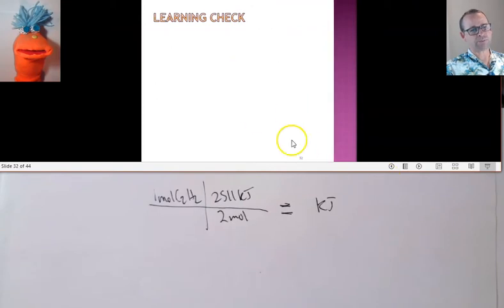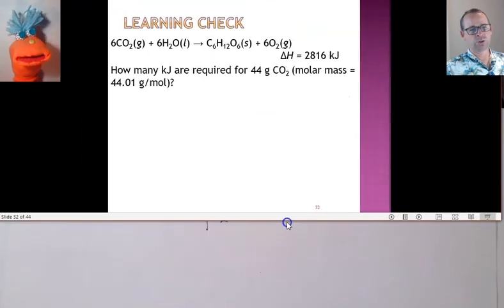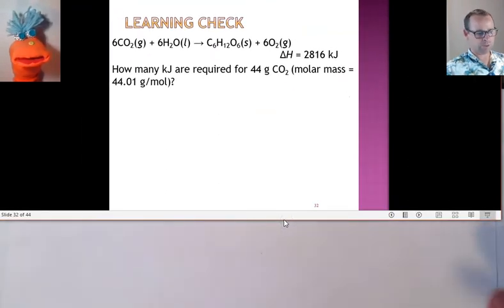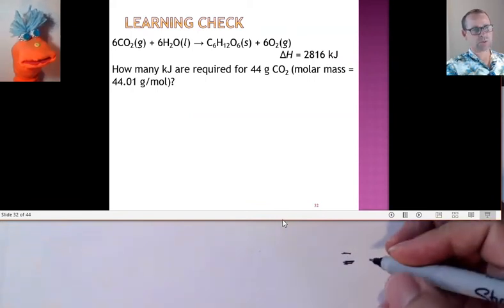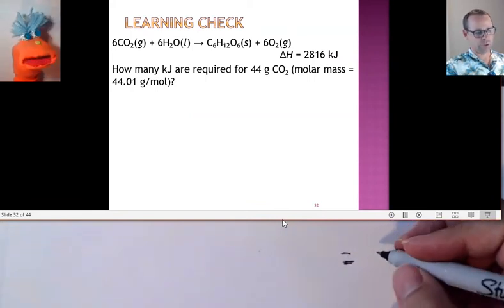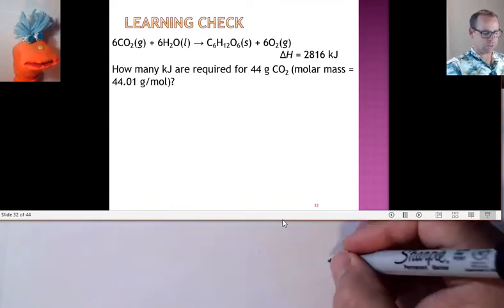Okay, very good. Here's another scenario. Chemical reaction. How many kilojoules are required if 44 grams of carbon dioxide is to be consumed? Well, I don't know, but I guess you could start with an equal sign. Very good. You can start with an equal sign. What goes to the right of the equal sign? Kilojoules. Very good. Kilojoules of energy.